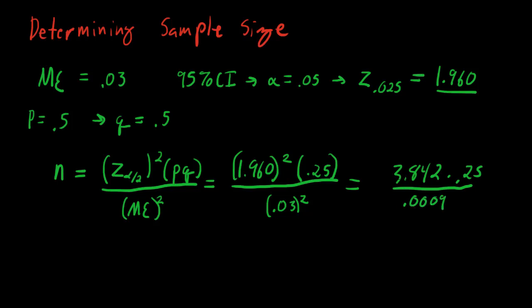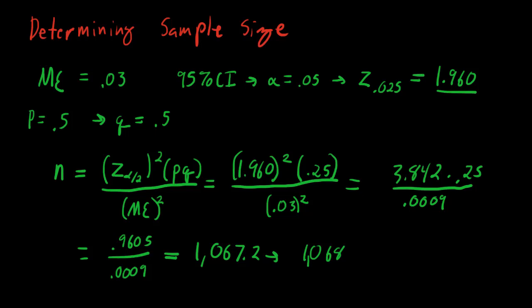So we get 3.842 times 0.25, which gives us 0.9605 over 0.0009, which turns into 1067.2. So again, we can't have a fraction for a number of samples, so we have 1068 people that, if sampled correctly, will give a good 95% confidence interval with a margin of error of 3%, as an estimate of who's going to win any political election.